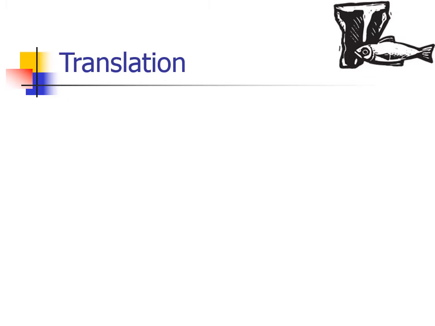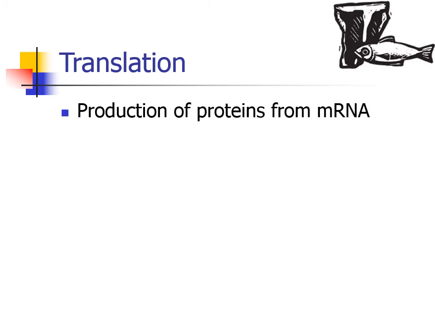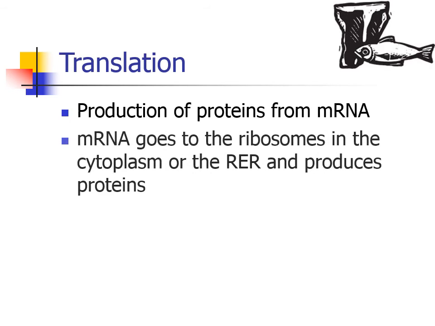We have successfully copied the message from DNA. Now we have to translate that message to actually build our protein. So that's called translation. It's the production of proteins from that messenger RNA strand. So the messenger RNA that was created in the nucleus will travel outside of the nucleus and will locate either to the cytoplasm or the rough endoplasmic reticulum, searching out ribosomes for the ribosome to translate the message and to actually create the protein.